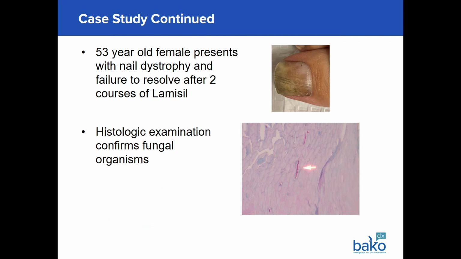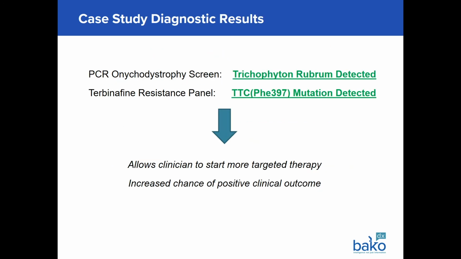So returning to our case study from earlier, the patient with long-standing nail dystrophy had failed 2 courses of oral terbinafine, and was found to have a fungus on histology. So what else was found? A PCR screen identified T. rubrum was present, and a subsequent terbinafine resistance panel identified a mutation that we know to be associated with terbinafine resistance. So now this allows the clinician to select a more appropriate therapy, get a better patient outcome, and hopefully have a happier patient.